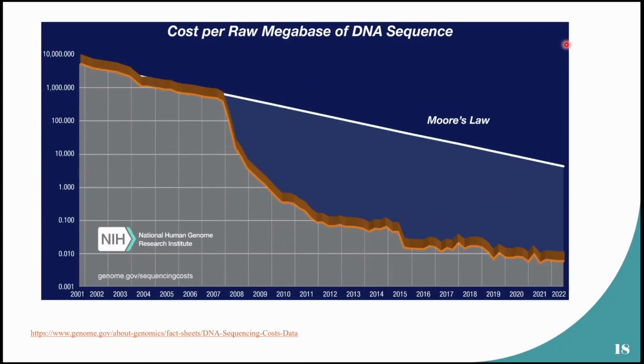So here we have one particular graph. It says cost per raw megabase of DNA sequence, right? So we have this kind of graph for that, and there is something called Moore's law also that is representing this slope. So anybody knows what Moore's law is? Any idea?